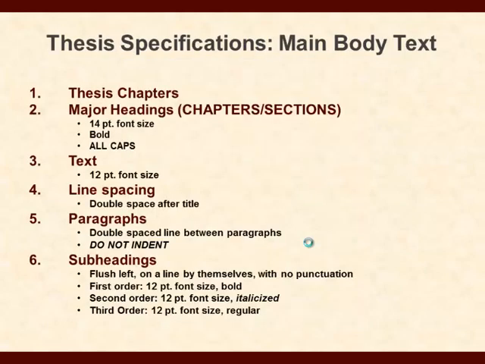And then getting to the main body of text, all your chapter or section titles should be 14-point font, bold, all caps. The text is all 12-point font, double-spaced. Once again, paragraphs do not indent, and there should always be a double-spaced line between the paragraphs. The subheadings, if you have a first-order subheading, it's bold, second is italicized, and the third is just regular font.